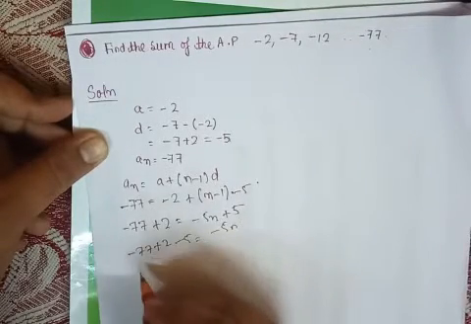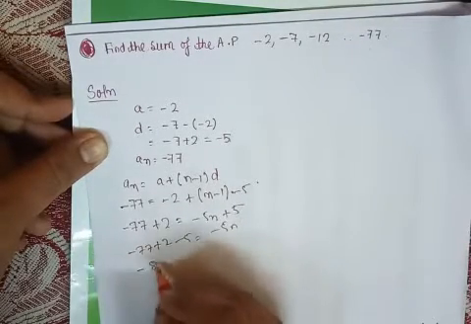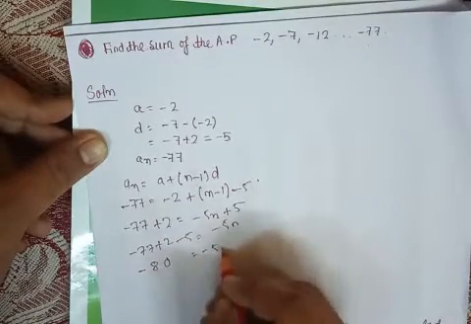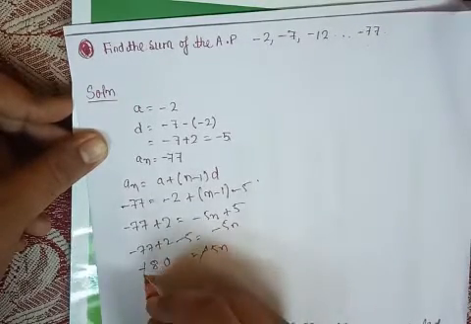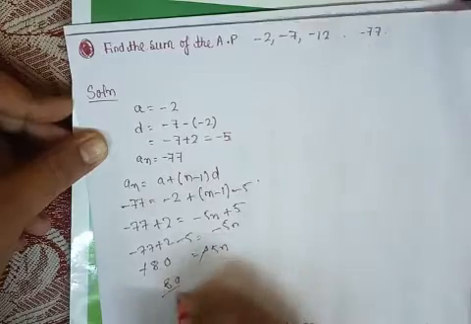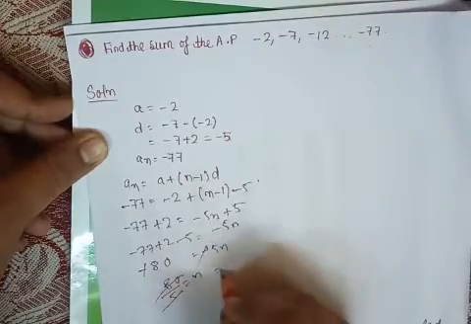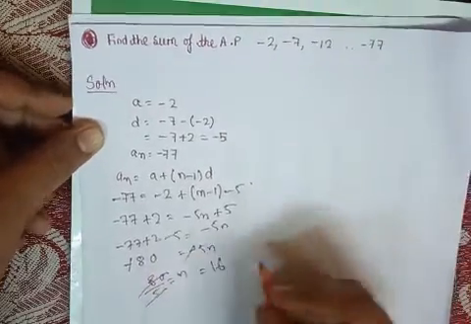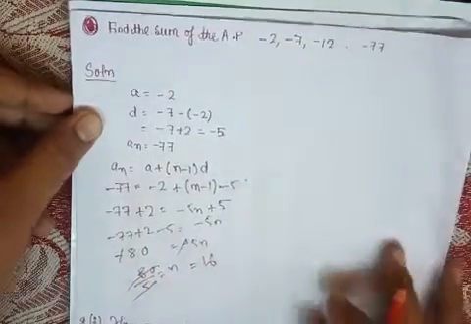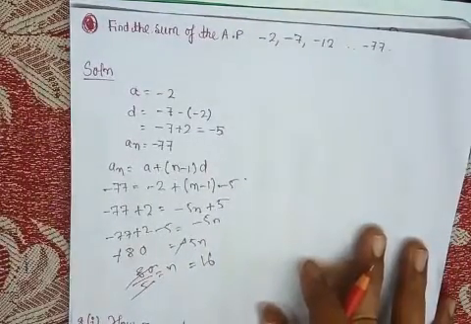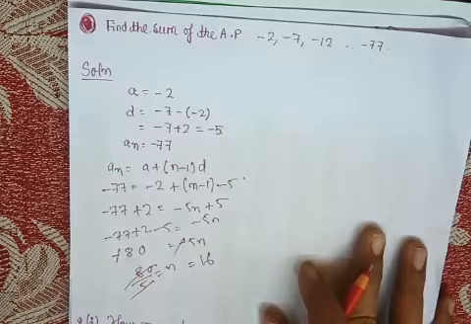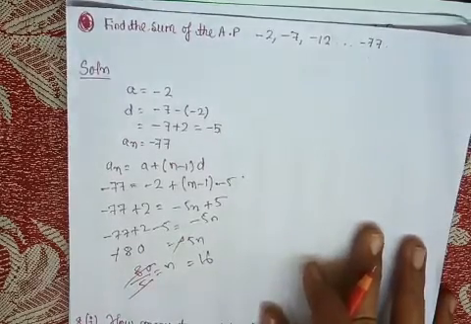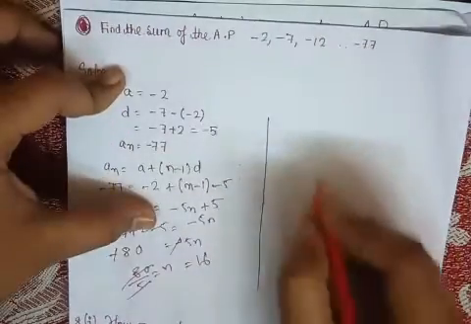So we get -80 is equal to -5n. Minus is cancelled. So 80 by 5 is equal to n, which comes to 16. So -77 is the 16th term of the given AP. Now we need to take out the sum of the series.